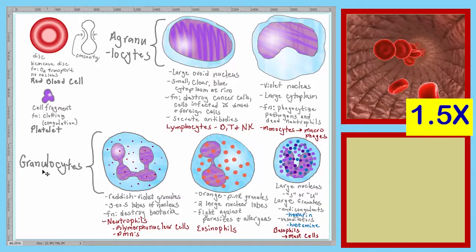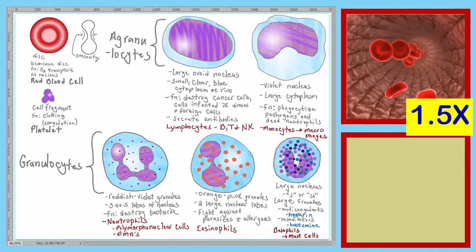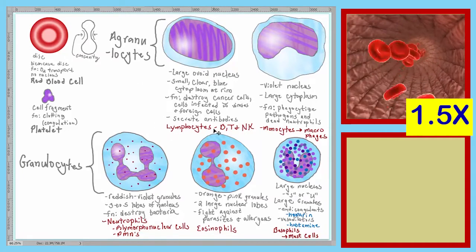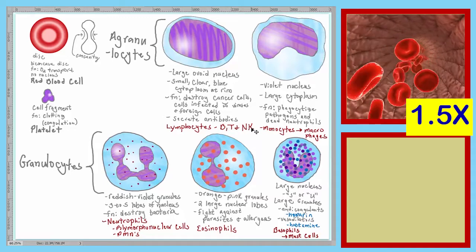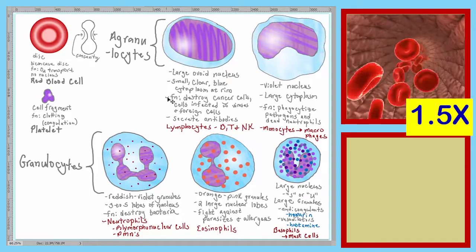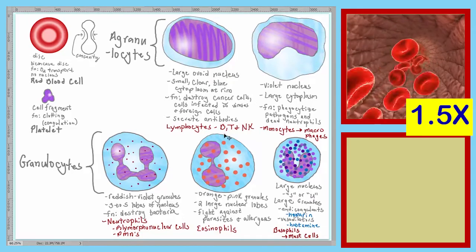Our white blood cells can be divided into two groups: the agranulocytes, which have no visible granules using a light microscope, and the granulocytes, which have visible granules using a light microscope. Our first white blood cell group is the lymphocytes. They include B cells, T cells, and NK cells, or natural killer cells. These cells have a large ovoid nucleus, small clear blue cytoplasm at the rim, and they function in destroying cancer cells, cells infected with viruses, and foreign cells. And some of them, the B cells, secrete antibodies.